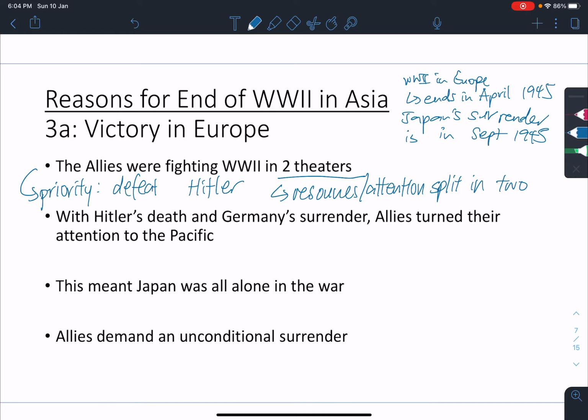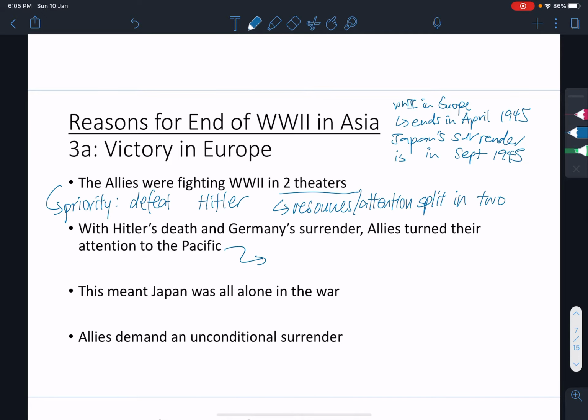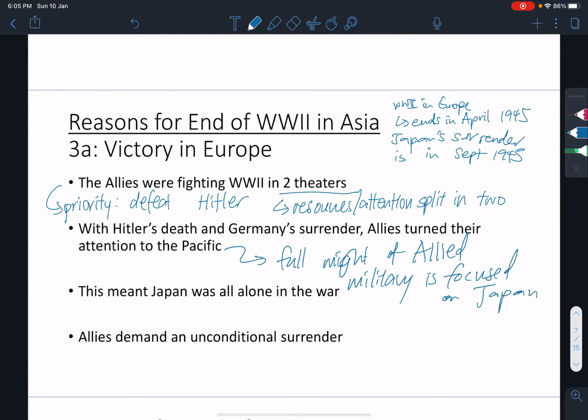And so when Hitler died and Germany surrendered in April 1945, the Allies turned all their attention to the Pacific, which means that the full might of the Allied military is focused on Japan. That means that Japan's all alone in the war. What is the implication? There is no way Japan can win.